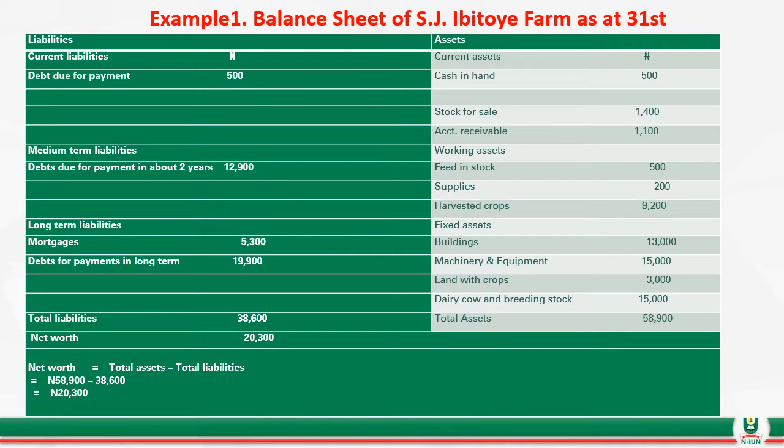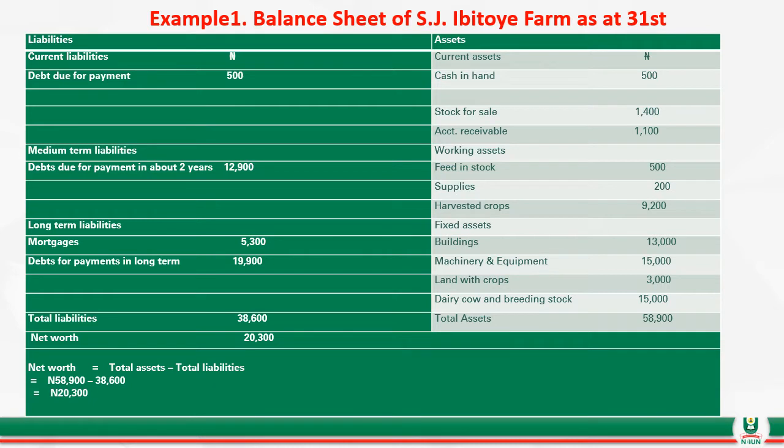And then let us also consider the assets side. Under current assets in Naira, we have cash in hand, 500 Naira. Stock for sale, 1,400 Naira. Accounts receivable, 1,100 Naira. Then working assets. We have in working assets, feed in stock, 500 Naira. Supplies, 200 Naira. Harvested crops, 9,200 Naira. Then under the fixed assets, we have buildings 13,000 Naira.